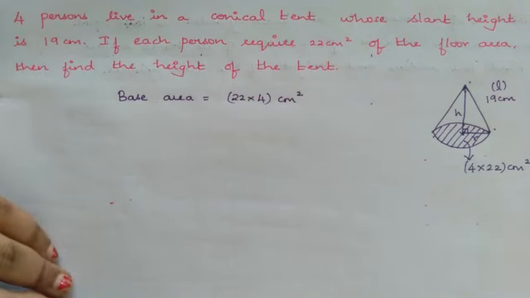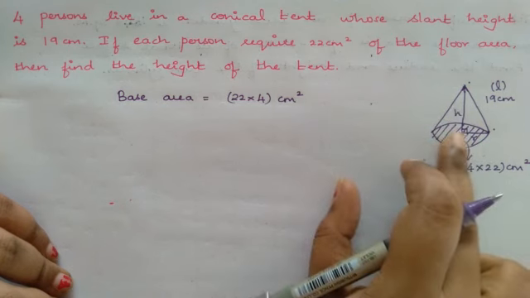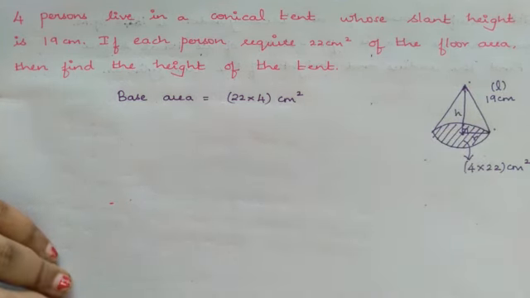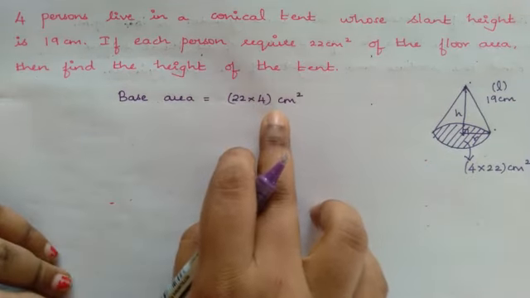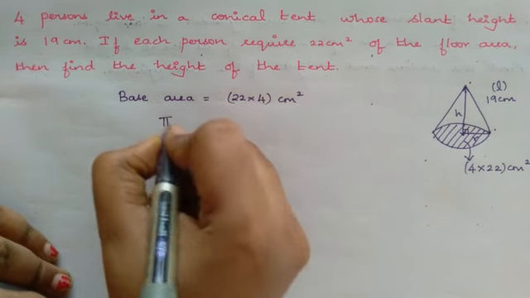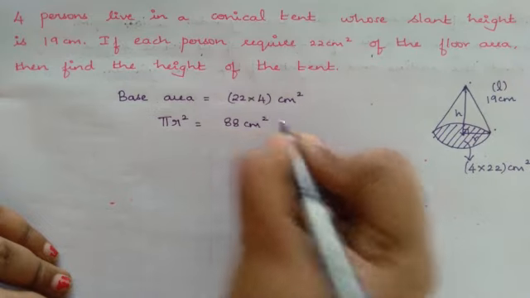What is the base of the cone actually? The base of the cone is always a circle. Yes or no? So base area, in the sense, the area of this circle is mentioned here. See, this is a 3D image, so that is why it is looking like this. So the base of a cone is always a circle. The given area is nothing but the area of the circle. So pi r square is given as 88 centimeter square.